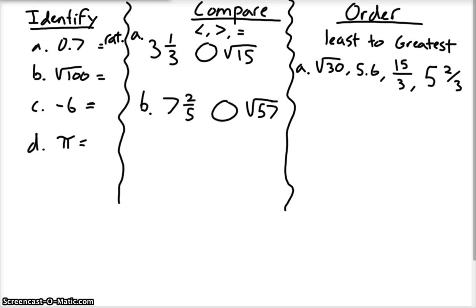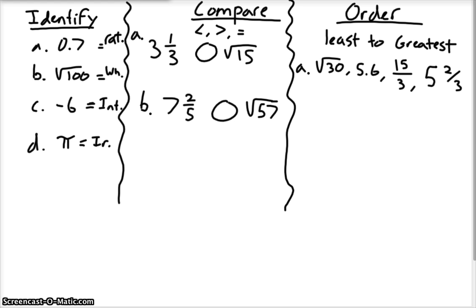All right, the square root of 100. Well, square root of 100 means what number can be multiplied by itself to get 100, and that would be 10, and 10 would be a whole number. So WH. -6, we have a negative sign, and then it is a whole number, so that makes this one an integer. And then lastly, pi, we learned, is irrational.